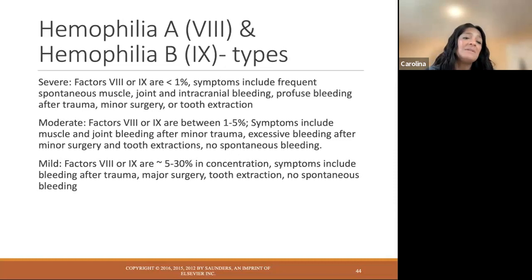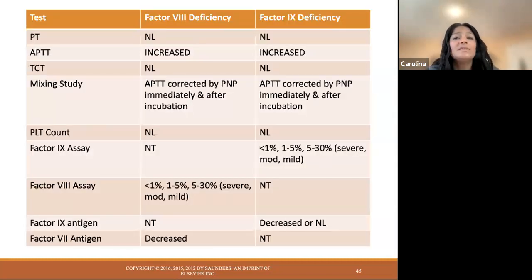With mild, the factors are about 5 to 30% in concentration, and there is bleeding after trauma, major surgery, or tooth extraction, but there is no spontaneous bleeding. So basically, the only one in which you would see spontaneous bleeding, and it's very frequent, is severe hemophilia A or hemophilia B. The only difference here is that there's a factor 8 deficiency and a factor 9 deficiency.